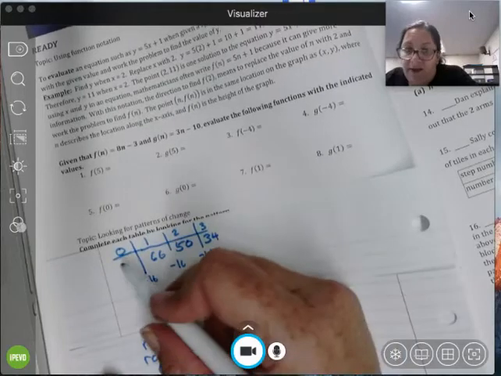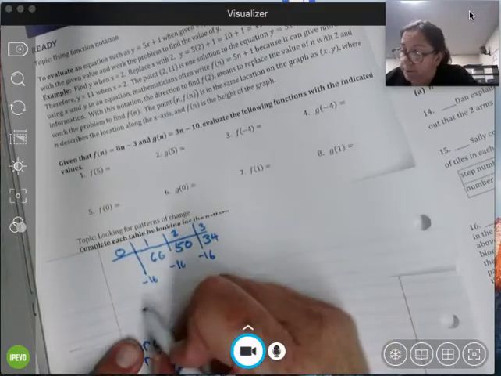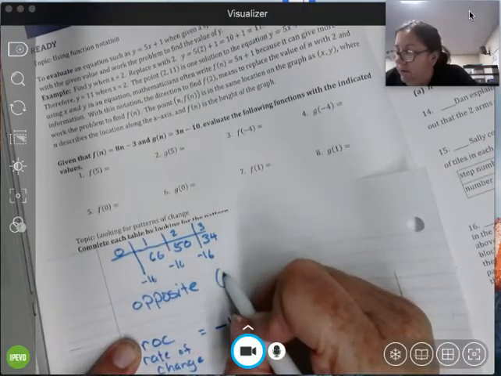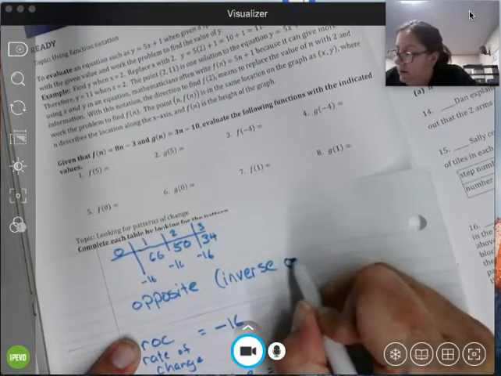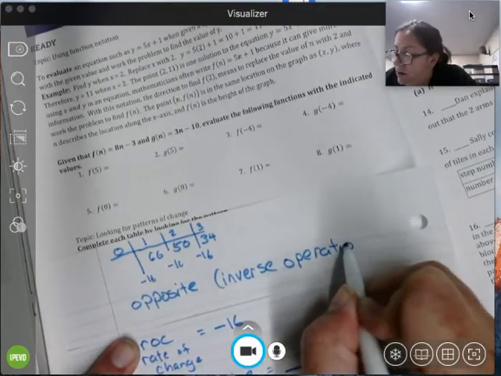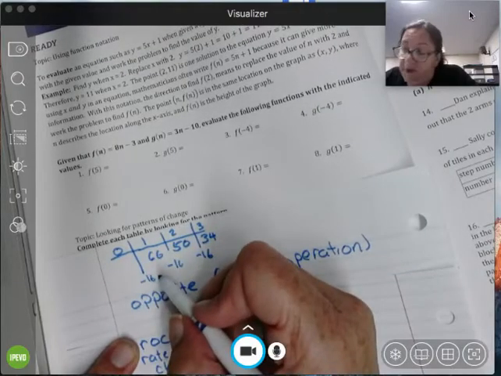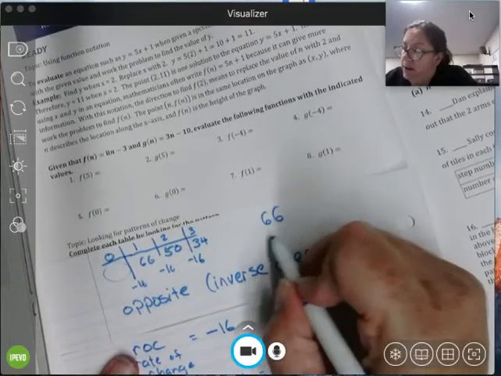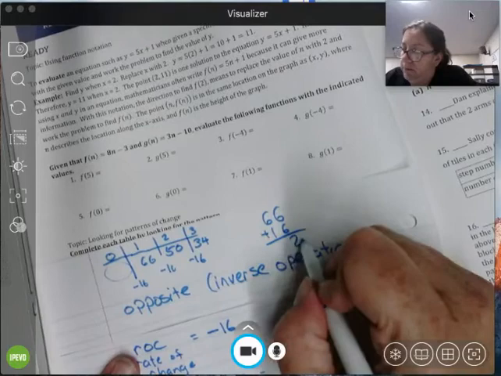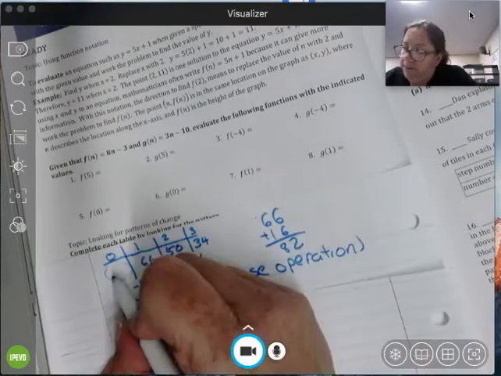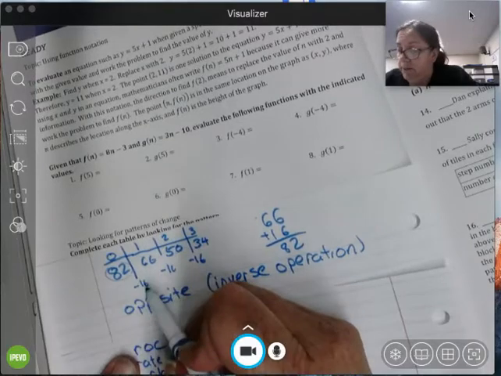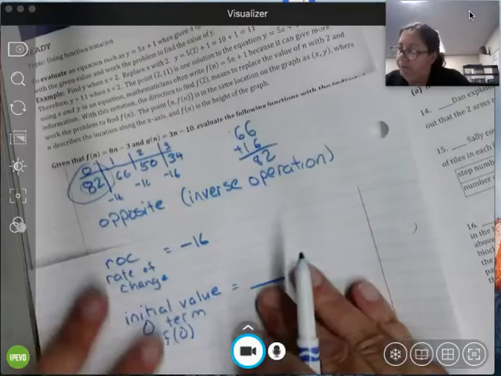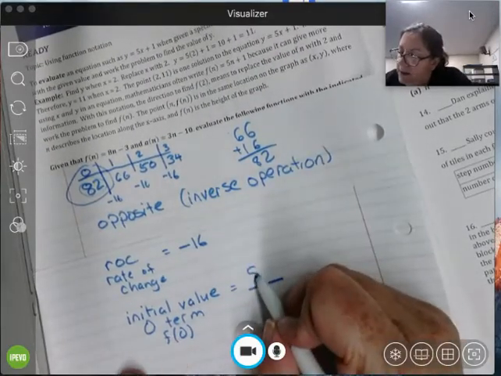So how do we find this? We do the opposite, or what's called an inverse operation. What's the inverse operation to subtracting 16? Adding 16. So if I want this number, I do 66 plus 16, 82. Because 82 minus 16 is 66. So I just found my initial value, and that is 82.